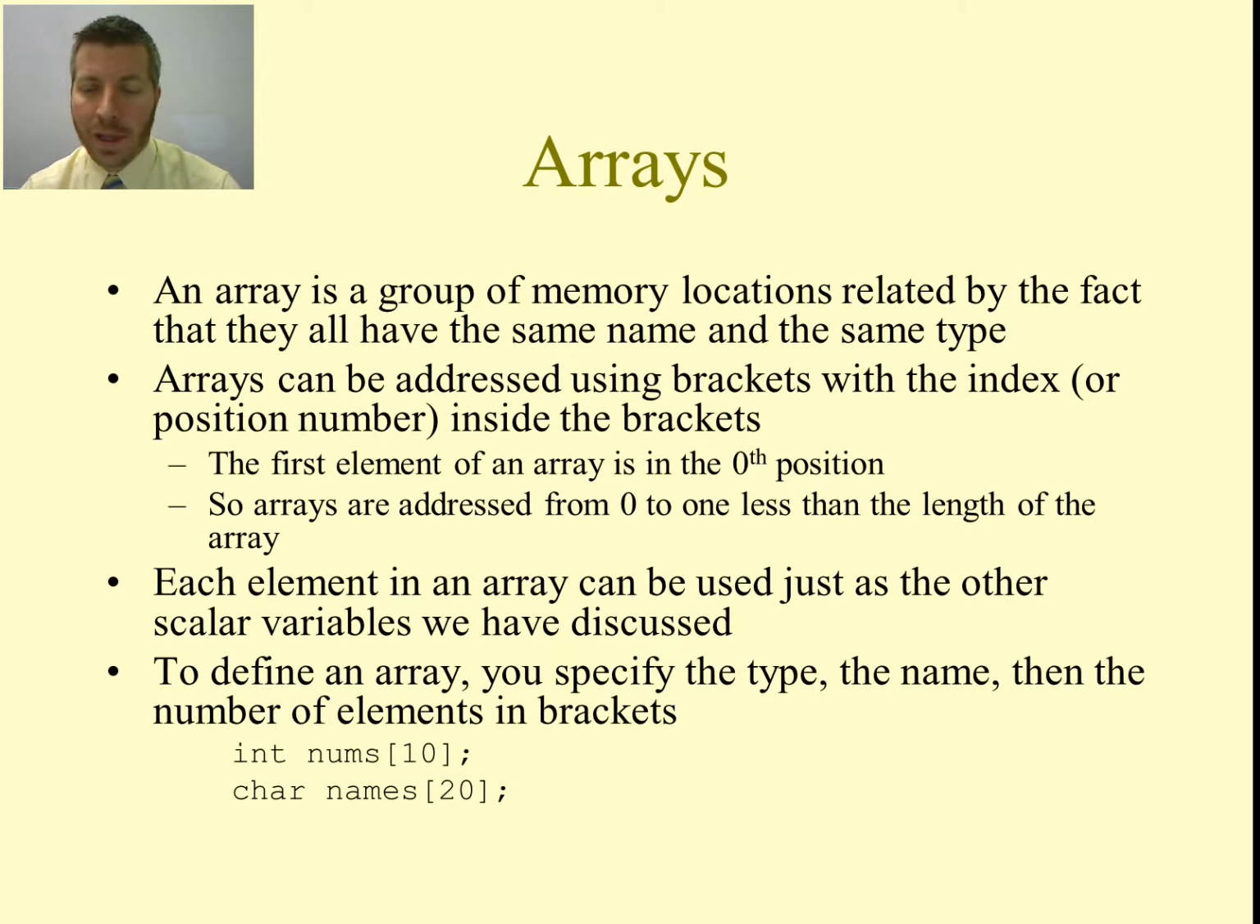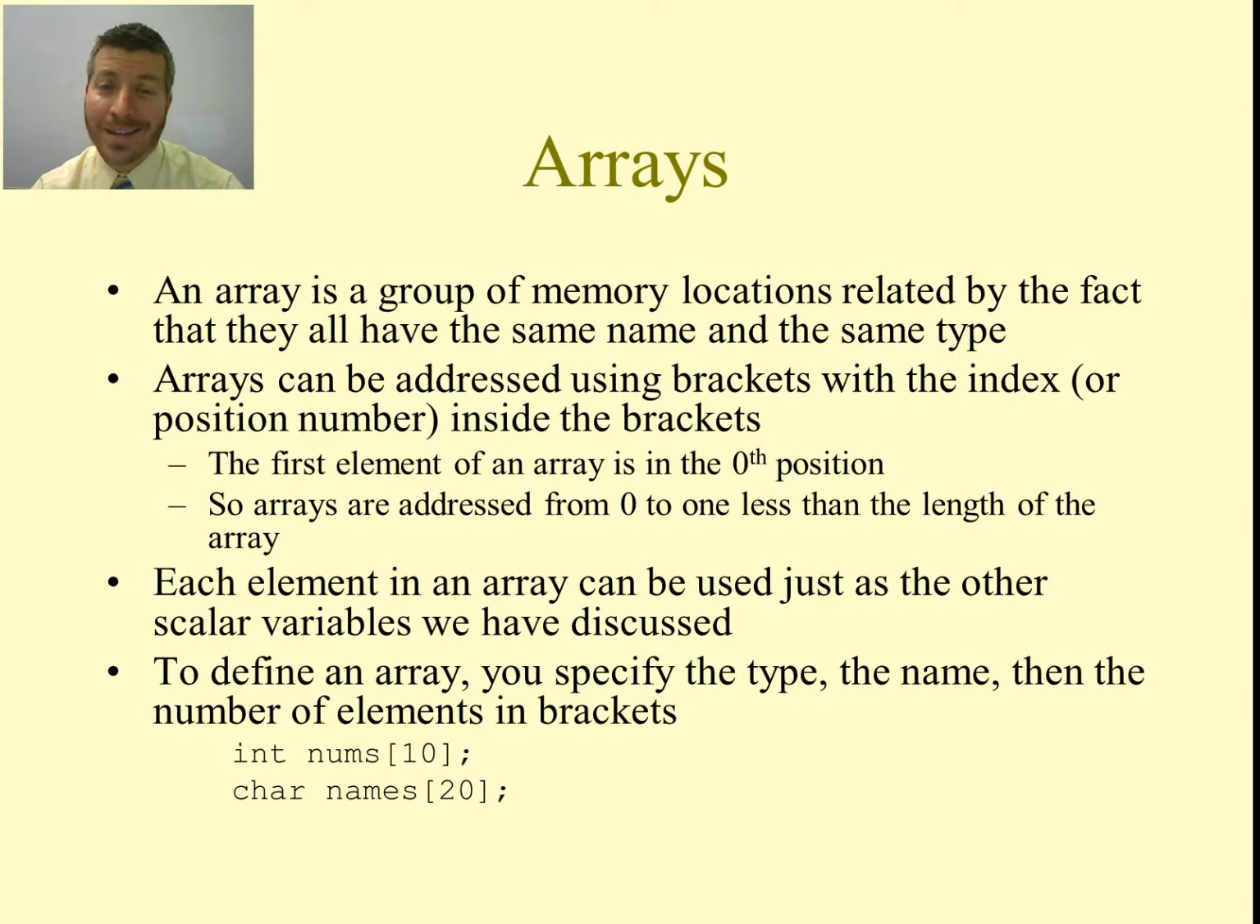An array is a group of memory locations related by the fact that they all have the same name and the same type. We can address individual elements of an array using brackets. It's called bracket or array notation. And then we specify what index into the array, which is also called the position, that we would like to access. So the first element of an array is in the 0th position.